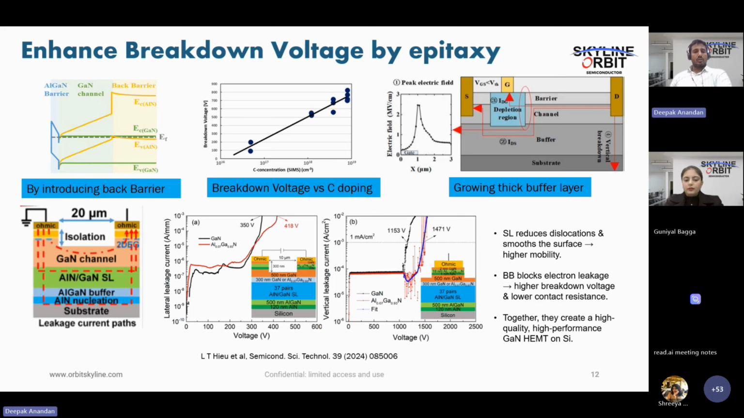And also you need to grow a thick buffer layer in order to increase the breakdown voltage. For example, if you are working on 200 volt devices, the buffer thickness should be around 2 to 2.5 micrometer. But if you are looking for 650 volts or more than that, your buffer thickness should be as high as possible, almost 5 micrometer thickness, so that the vertical leakage current will be blocked, so that the breakdown voltage will be higher.